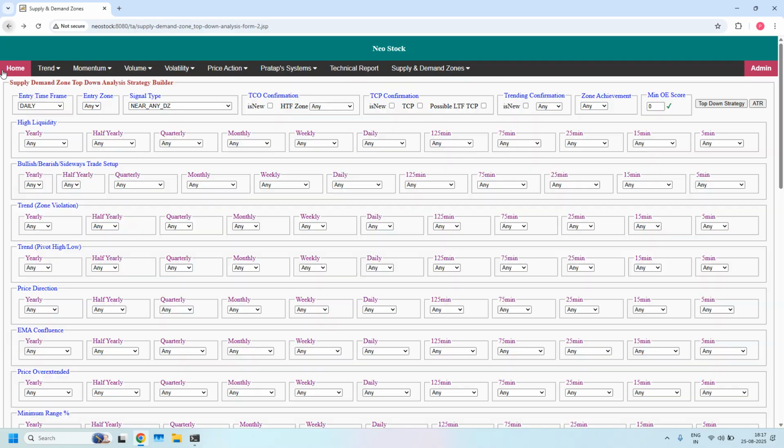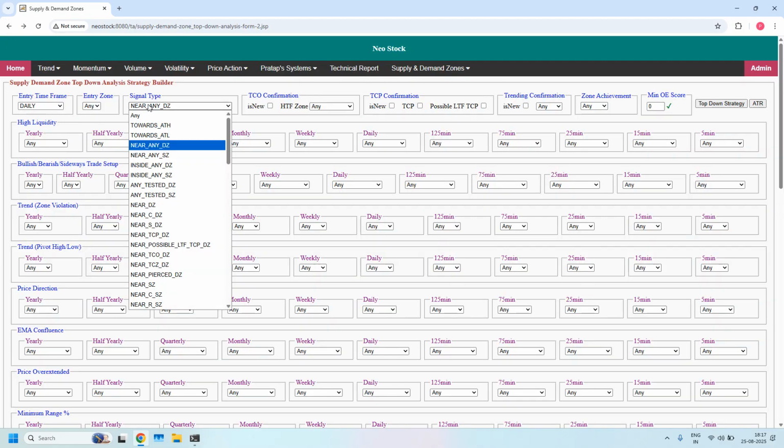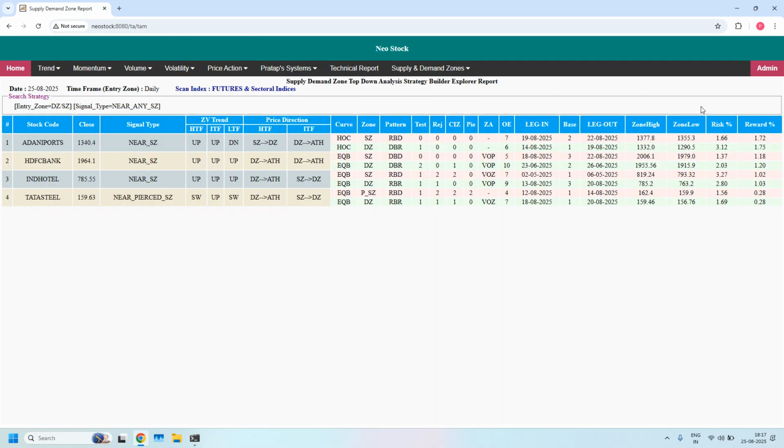Okay, next for daily time frame, stocks near to the daily supply zone. We got 4 stocks. And we don't have any daily high liquidity supply zones from this list.